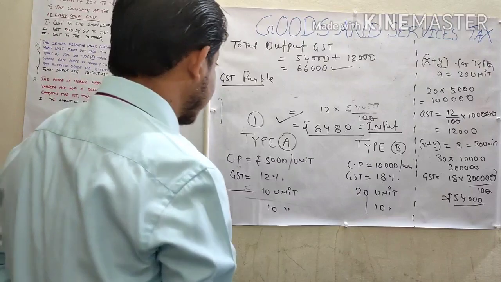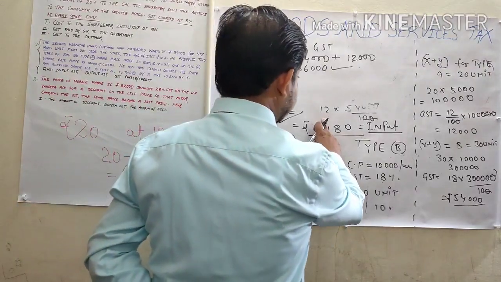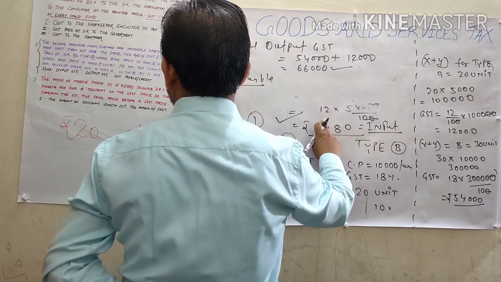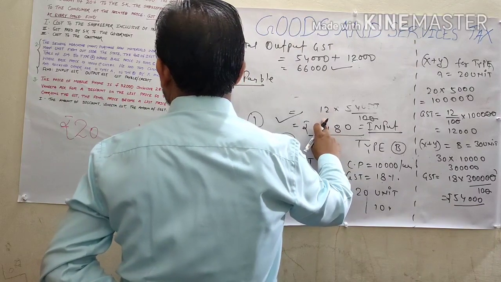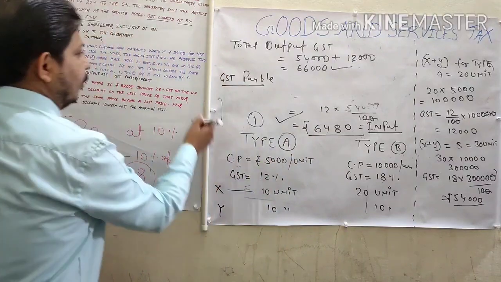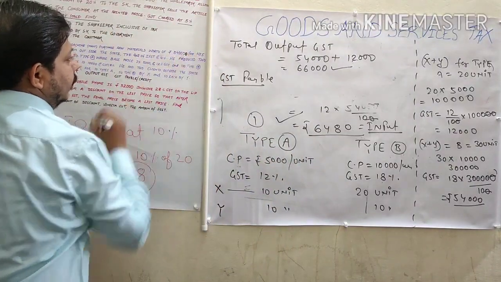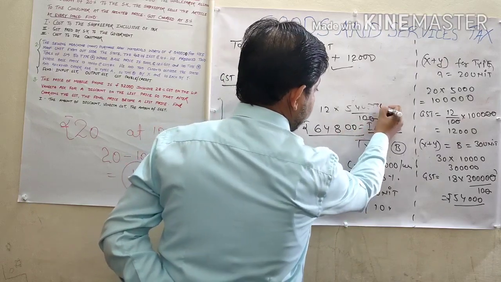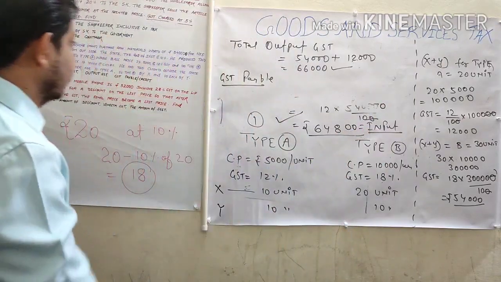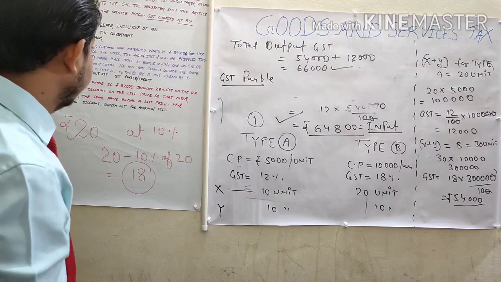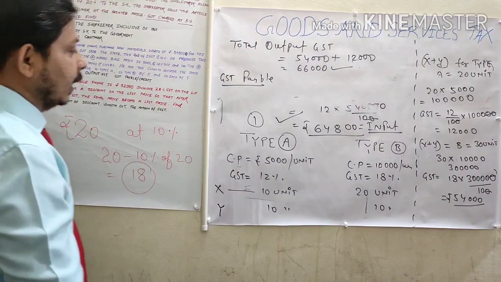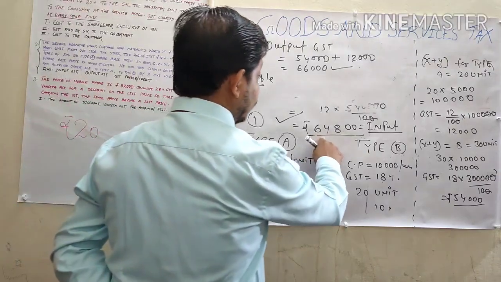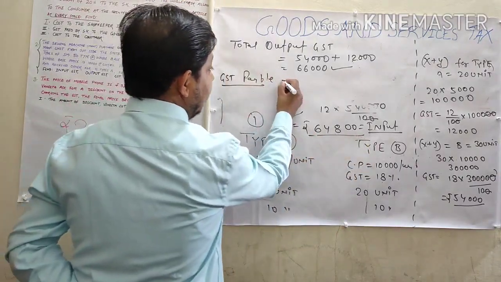So 12% multiplied by how many? 5,40,000. This is 5,40,000 in the question. This is common sense. 54,000, why will he calculate? So this is 5,40,000. Now here 64,800.